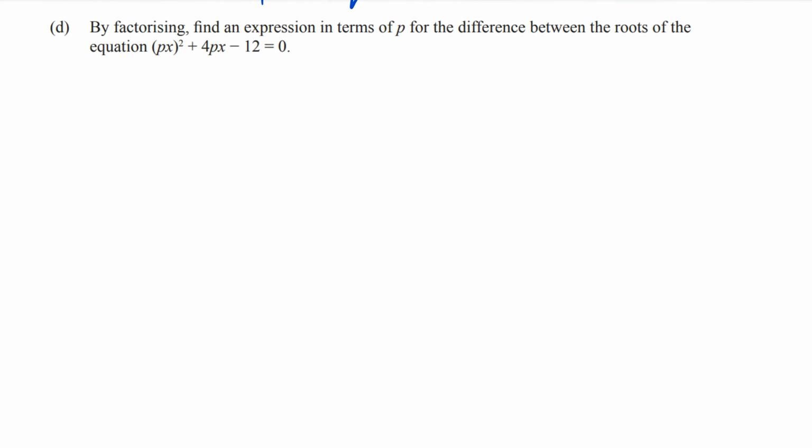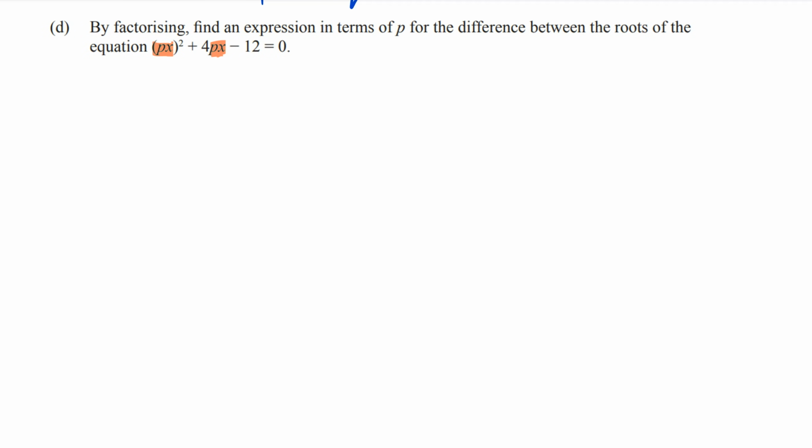Okay, so question D here. What we're asked to find is an expression in terms of p for the difference between the roots of this equation. So we've got to first find the roots of the two equations. Once we find the roots, then we can subtract them. Looking at this, the biggest clue that you could get here is that the px is in a bracket. What I would do is highlight just the px, and I'll find that this is also the other px in this quadratic.